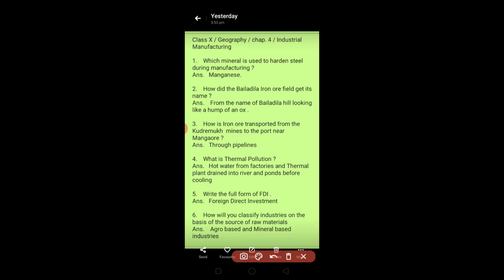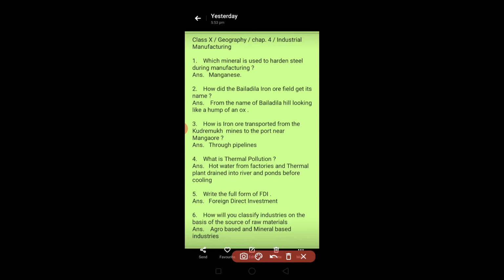Today I am going to discuss some important questions from the geography part of SST lesson number 4. The name of the chapter is Industrial Manufacturing for the CBSE students of class 10. So let us start the questions. Which mineral is used to harden steel during manufacturing?